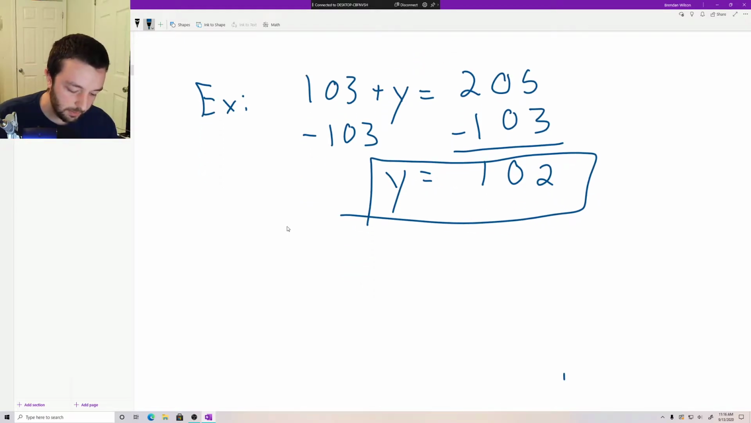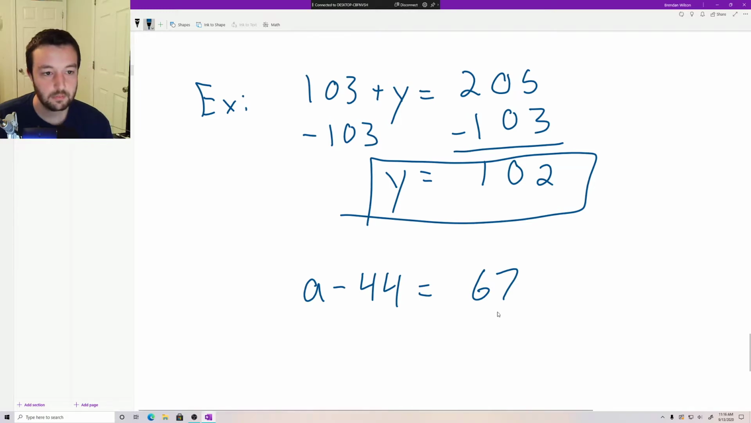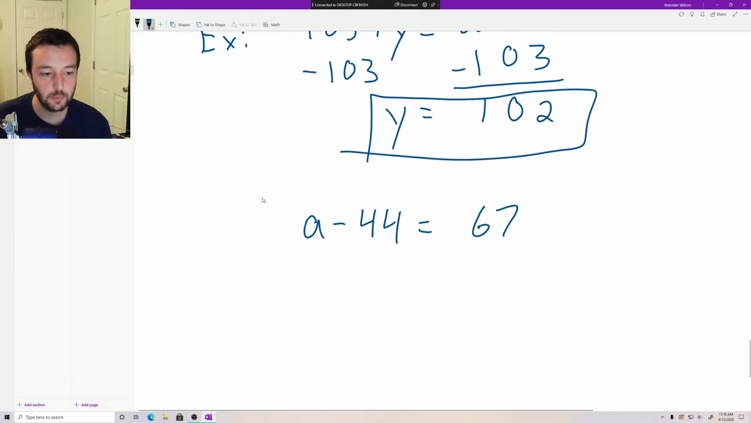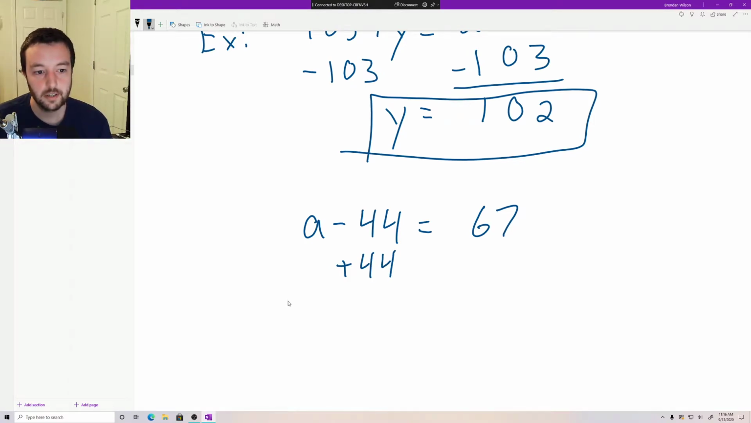Another example would be if we have like a minus 44 equals 67. Okay. Now, same idea. We want to just have a by itself. Well, the only thing stopping us from having that is that we have a subtract 44 here. The opposite of subtraction is addition. So if we add a 44, that'll cancel out the subtraction, and we'll just be left with a, right?